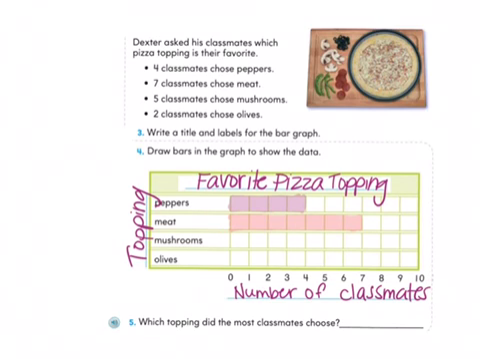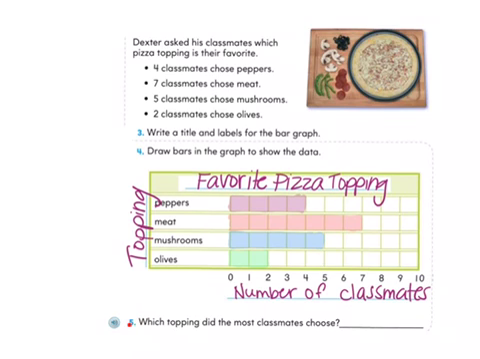Five classmates chose mushrooms. So my mushroom bar is going to end at 5. You notice how I make the end mark first? Because that makes it easier to make the whole bar, because I know how long it needs to be. They all start at 0, and then they go to whatever number of classmates there are. And then only 2 kids chose olive, so my olive bar is going to end there. All right. So there is my bar graph of favorite pizza toppings.